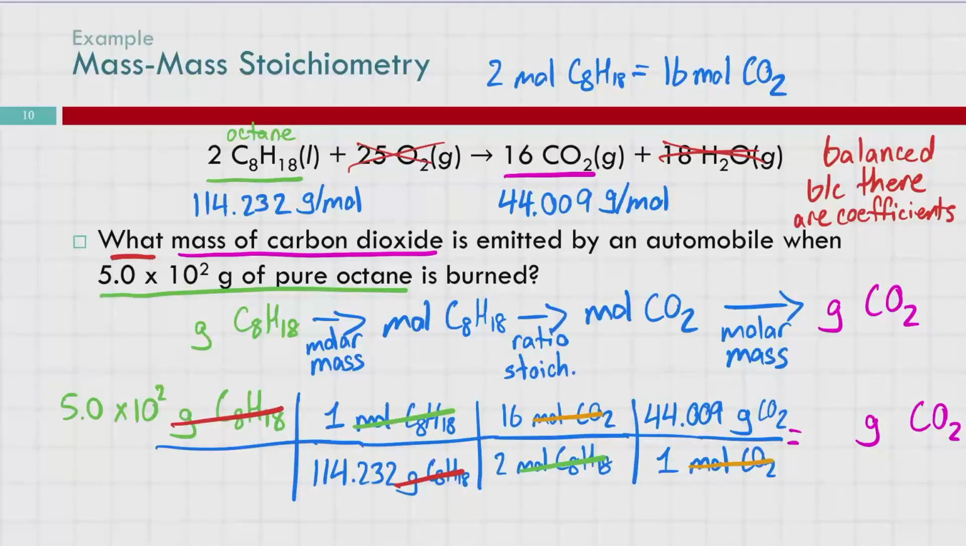The answer that we get out is 1.5 times 10 to the 3. This is 1,500 grams with 2 sig figs. Just to show us the non-scientific notation form.